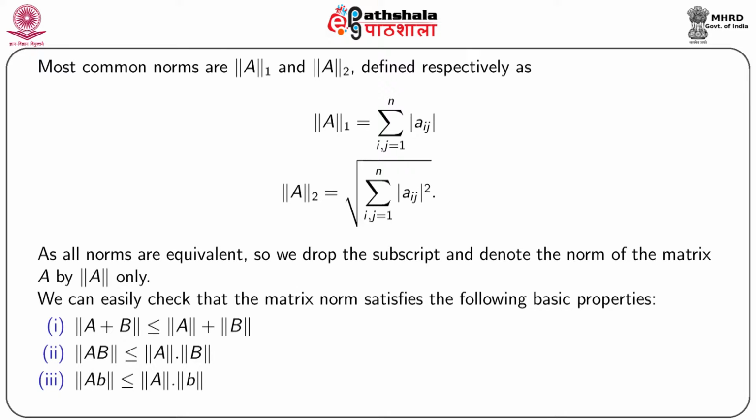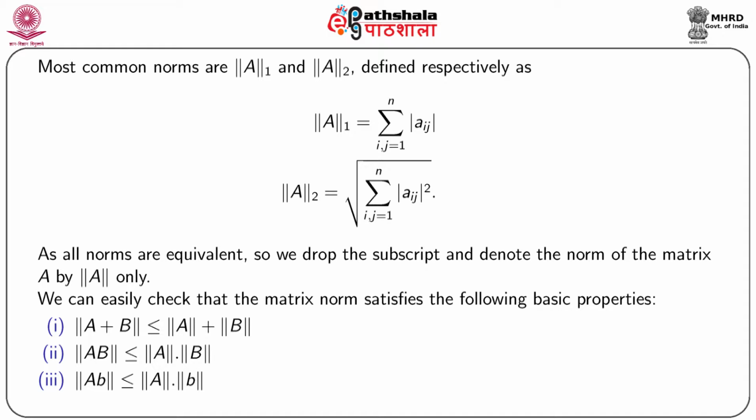The most common norms are norm 1 and norm 2 of the matrix A, which we define as follows: the first one is equal to the summation over i, j equal to 1 to n of mod of aij, and the second norm of the matrix A is equal to the square root of the summation over i, j equal to 1 to n of mod of aij squared. As all the norms are equivalent, we will drop the subscripts 1 and 2, and denote the norm of the matrix by norm A only.